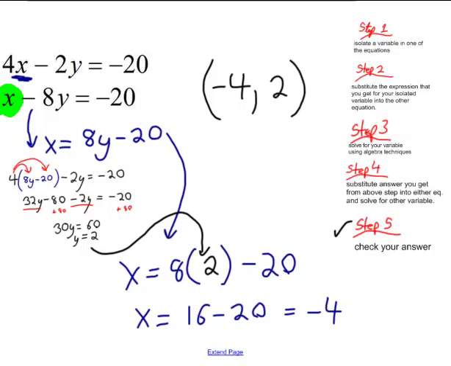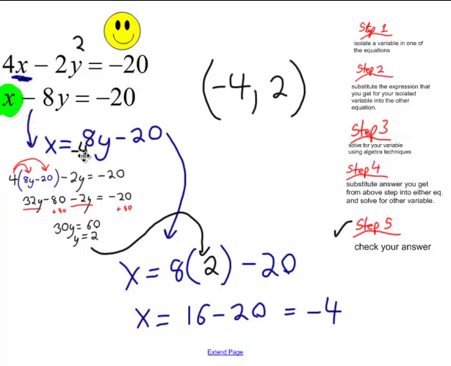So let's plug this in, and we can write a small negative 4 for an x and a small 2 for a y. So if this is my x, this is my y, let's do this in our head. 4 times negative 4 is negative 16. Negative 2 times 2 is negative 4. Negative 16 minus 4 is equal to negative 20. So that checks out.